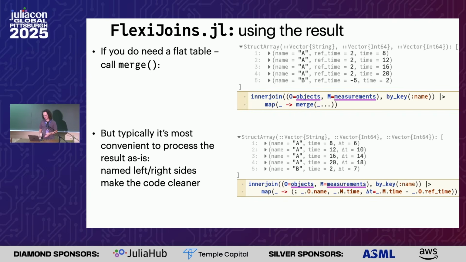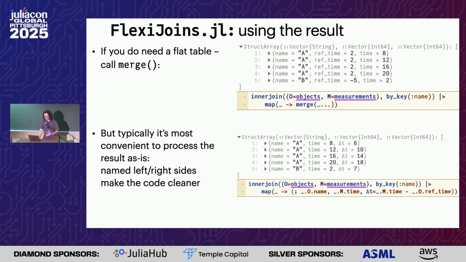But typically, at least for me, it's not how I generally do the processing after joining, because it's very convenient to just do whatever operation you wanted next while having the names of your left and right side to avoid any confusion. So here, at the very bottom line on the slide, it's clear where each column comes from, whether it comes from objects, from measurements, or some combination of those. It makes it cleaner than just merging everything into a single flat table.